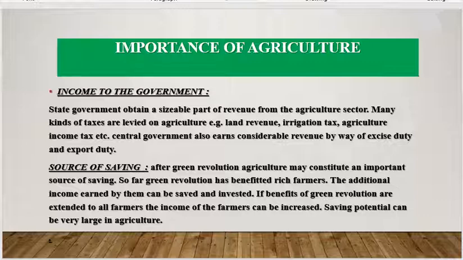After the Green Revolution, agriculture may constitute an important source of saving. As the Green Revolution has benefited the rich farmers, they have more wealth, so they could save more, and that could be invested. If the benefit of the Green Revolution is extended to all farmers, the income of the farmers will increase. So they will have more saving, and that saving could be utilized for the development of agriculture.